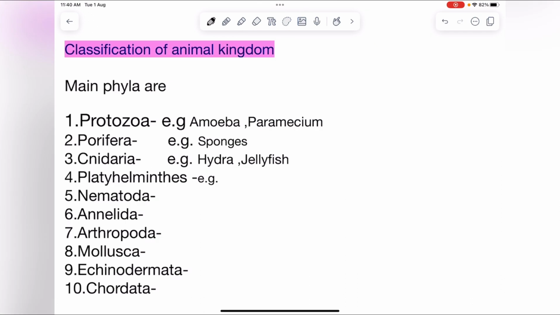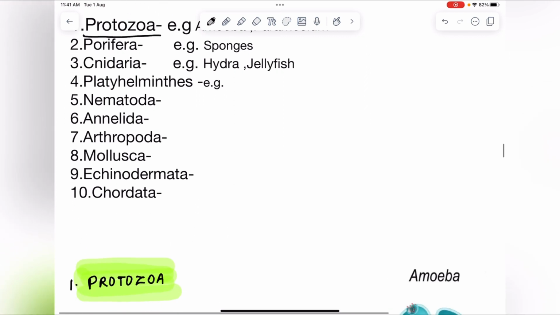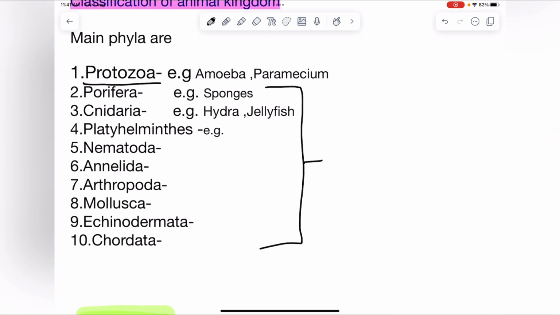So the animals are majorly divided into 9 major phyla. So what are the main phyla? Protozoa. Protozoa are unicellular organisms like amoeba and paramecium. Other than this, the phyla are Porifera, Cnidaria, Platyhelminthes, Nematoda, Annelida, Arthropoda, Mollusca, Echinodermata.